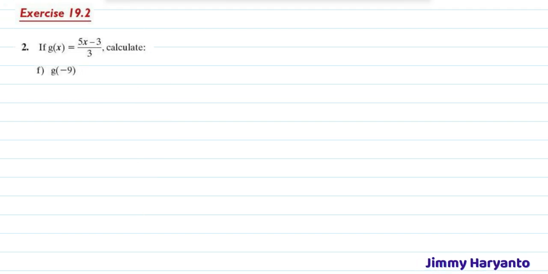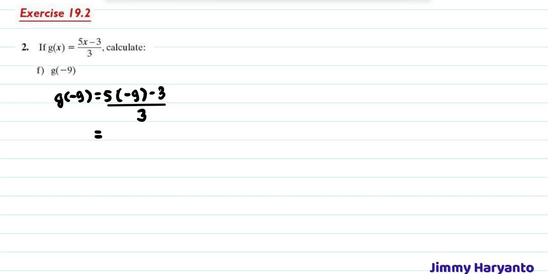Next is question 2, g(negative 9). So 5 times negative 9 and then minus 3 divided by 3. You will have negative 45, negative 48 divided by 3 equals negative 16.